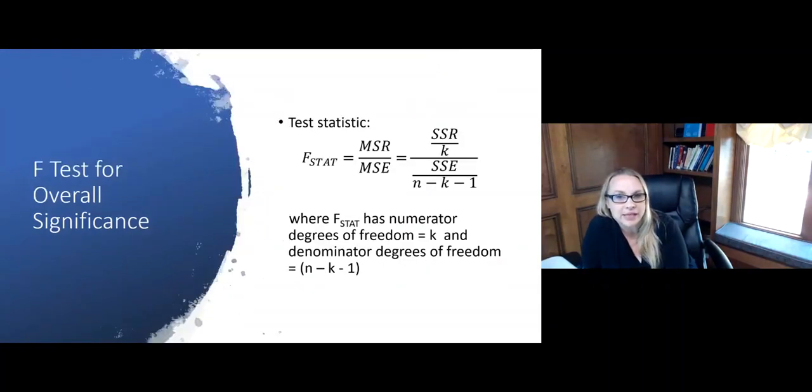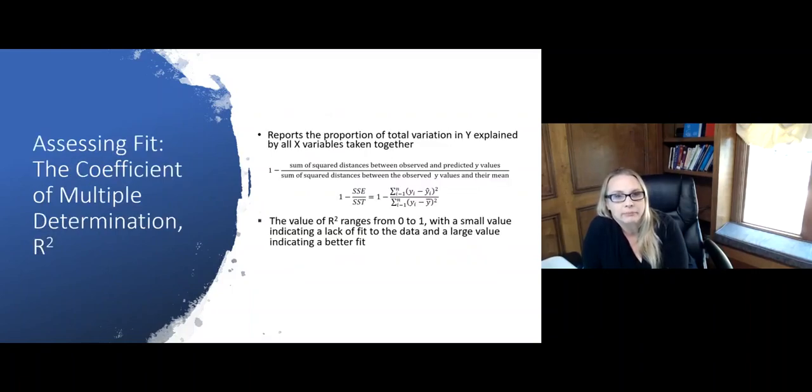Here's how the F value is calculated. Your statistical software package is going to do this for you in an ANOVA table, but this is where those numbers are coming from. The next thing you want to look at after determining if the model is significant is how well the model fits the data.